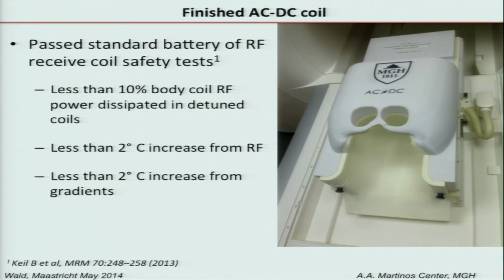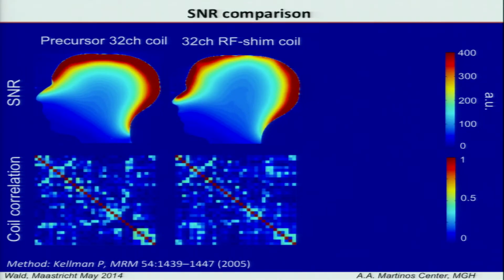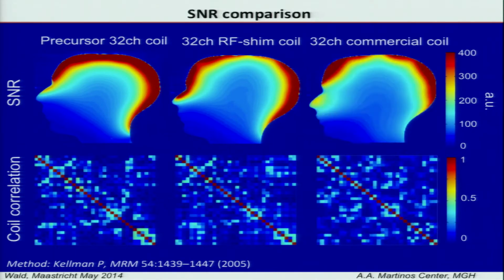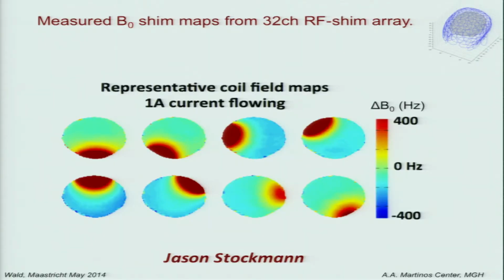Here's the final coil. It tested out pretty good. It heats up a little bit, but less than 2 degrees at full current, and we call it the AC-DC coil. And we did lose a little SNR when we hooked up all this junk to our 32 channel coil. We had a before and after test, and the after is a little bit worse, but it's not horribly worse. This is a commercial coil, which is not quite as good because ours is shaped a little more tightly around the head. So we're going to try to fix that. We didn't make any attempt to go back and fix it.